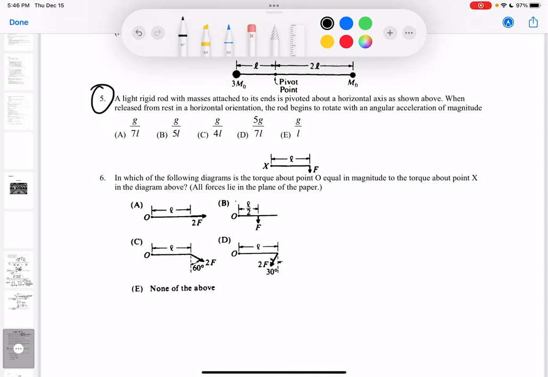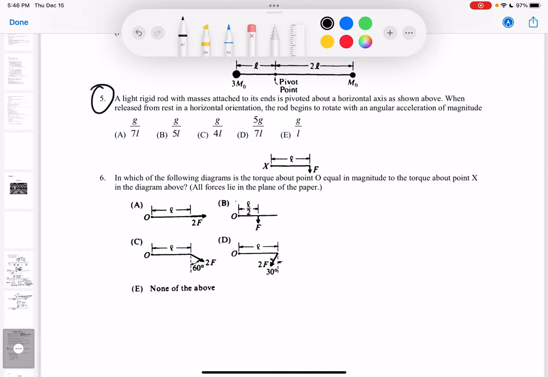Hello, let's look at number 5. It says a light, rigid rod. So light means I can ignore the mass of the rod, okay? Attached to its ends is pivoted about a horizontal axis shown above. When released from rest in a horizontal orientation, the rod begins to rotate with an angular acceleration of magnitude what? So I'm looking for alpha, right?